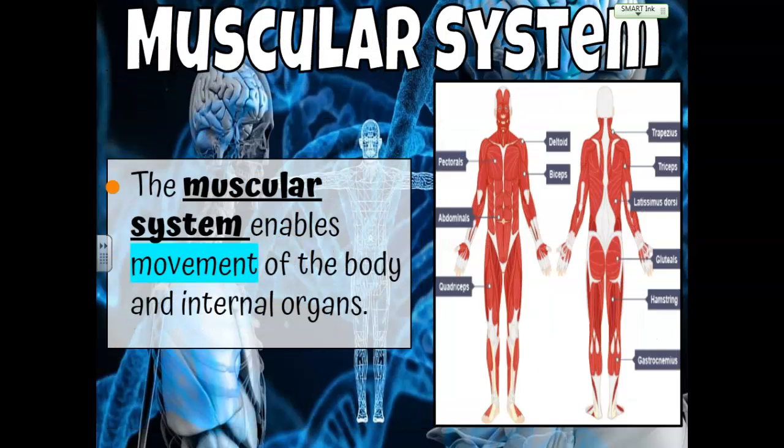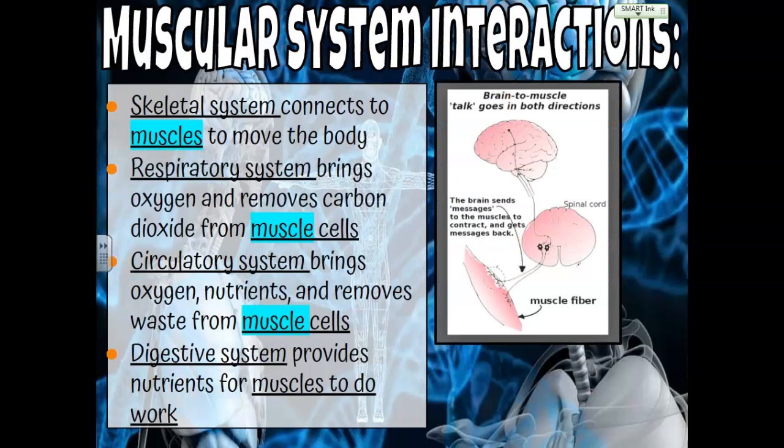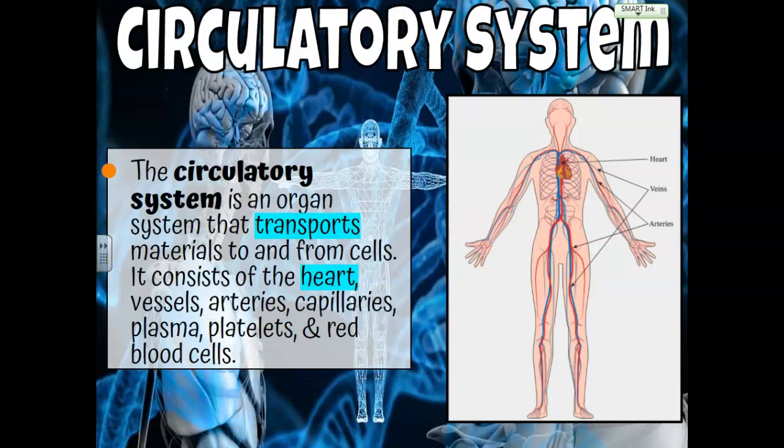Muscular system helps you move. That's their main job, is movement. For interactions, we said the skeletal system already, but for respiratory system, the oxygen gets brought to your muscle cells. Your blood from your circulatory system is bringing the needed substances to the muscle cells, and your digestive system is providing those nutrients for your muscle cells to do the work.